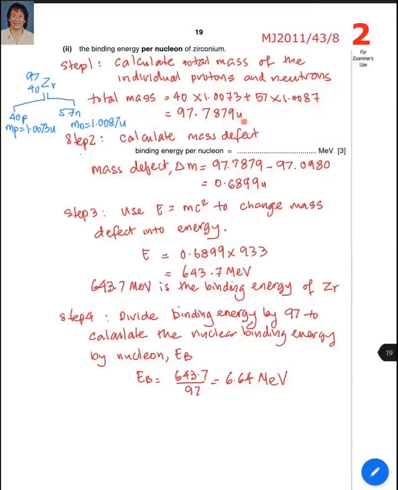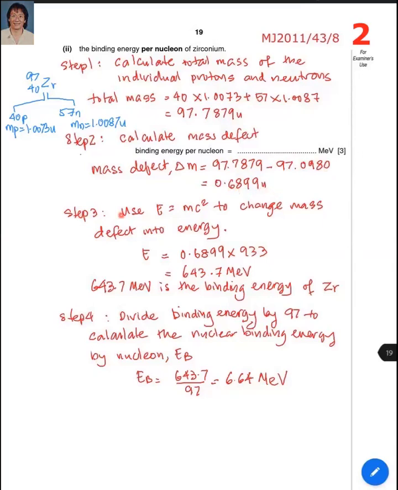This will give you 97.7879 atomic mass unit. In step 2, we calculate the mass defect. Mass defect is the difference of the mass of the individual protons and neutrons and the mass of the zirconium nucleus, which will be 97.7879 minus 97.0980. This will give you 0.6899 atomic mass unit.